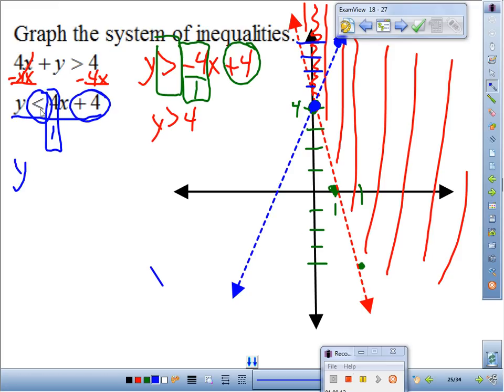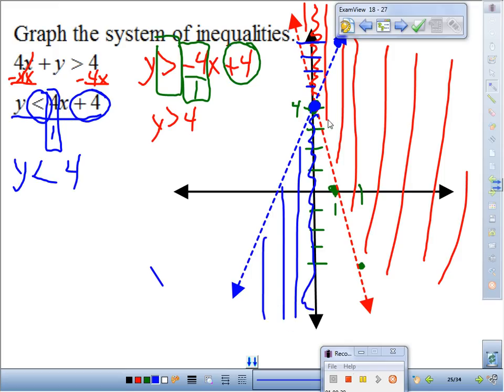We need the y, the less than, and the 4. What numbers, here's 4, on the y-axis, what numbers are less than 4? 3, 2, everything over here. Now look at the blue line, dotted line. Where is this located? Under it. So we're going to shade everything over here under the blue line.